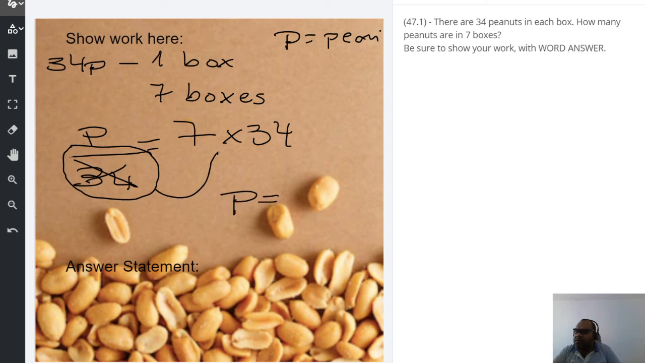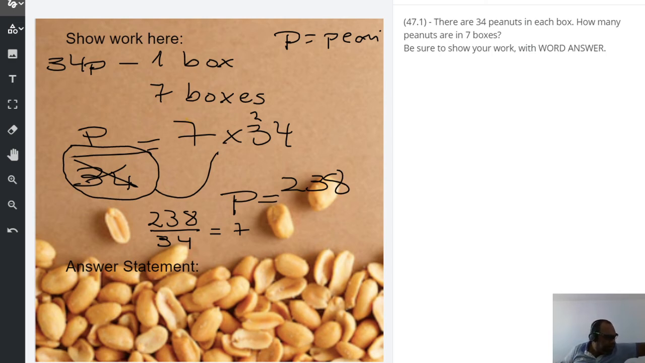P equals 7 times 34. 7 times 4 is 28. Carry 2. 3 times 7 is 21. 21 plus 2 is 23. 238. Let's check. 238 divided by 34 equals 7. Can you check this one, guys? It's pretty easy. Let me use my calculator over here. That's it, guys.